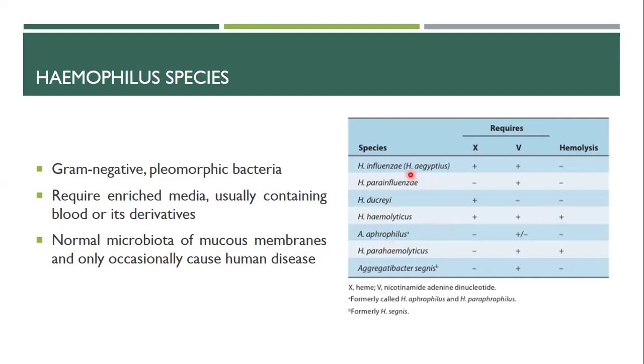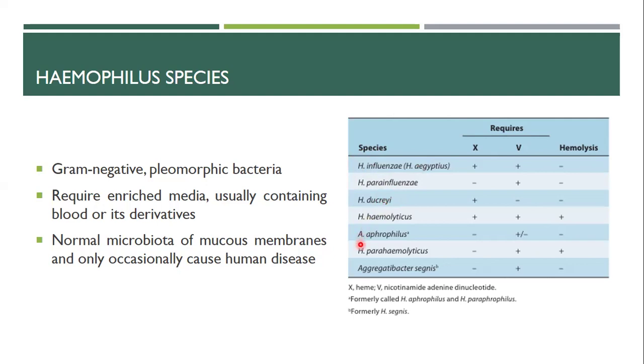Now, to note, your Haemophilus influenzae, parainfluenzae, and Haemophilus ducreyi are the three most important Haemophilus species causing infection to man, such that your influenzae and parainfluenzae cause the typical respiratory symptoms or infection, whereas your Haemophilus ducreyi is a sexually transmitted disorder causing what we call chancroid.